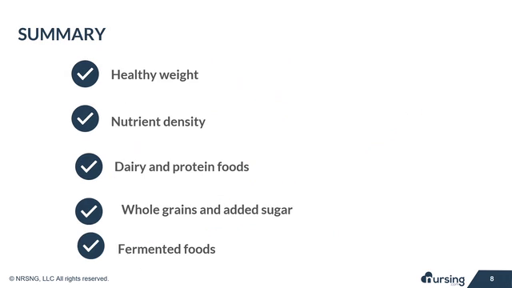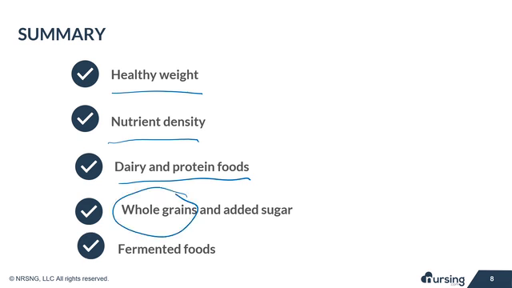So let's sum it up. Healthy weight helps to prevent chronic disease. Nutrient-dense foods are the ones to be emphasized. And dairy and protein foods not only provide protein, but also important vitamins and minerals. Whole grains are better choices over refined ones, and added sugars should be limited. And lastly, fermented foods are beneficial for that important gut microbiome.